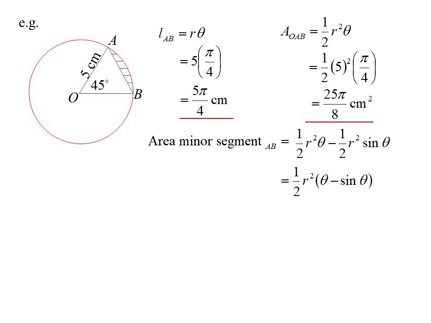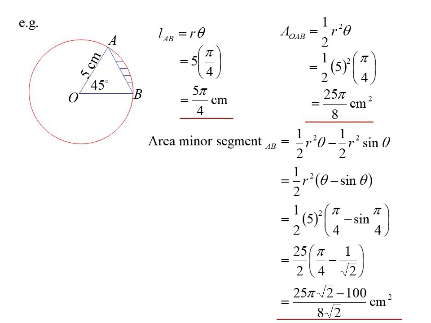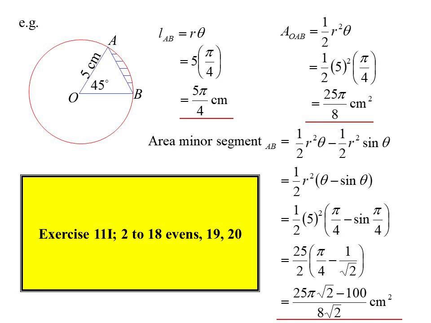But when we sub in, I've written it as an exact value. The area is 25 pi minus 100 times the square root of 2, all over 8 root 2 centimeters squared, and we're happy. So have fun playing around with that, trying to find areas and lengths of sectors and arcs.